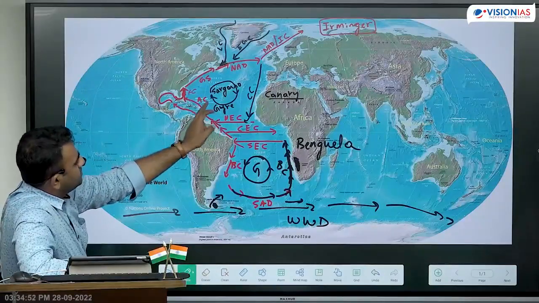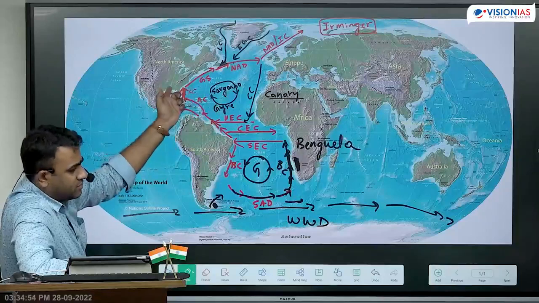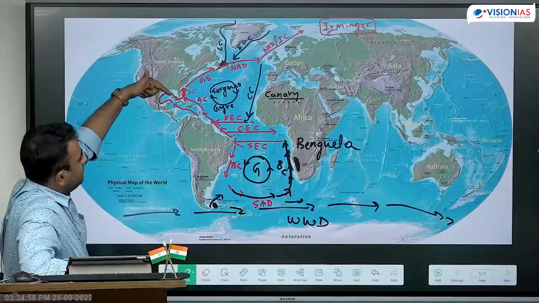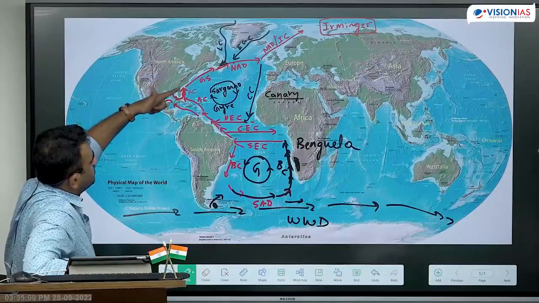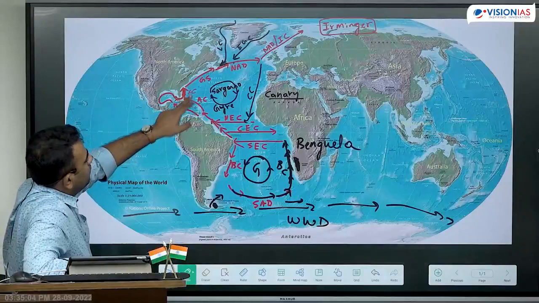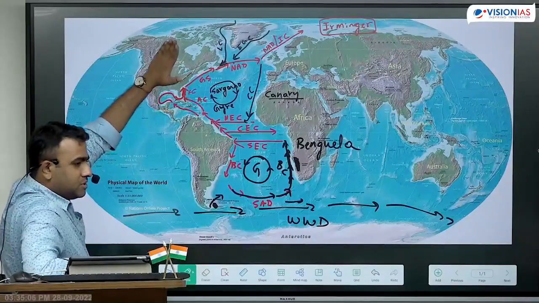A part of it moves towards the east as Antilles current. Part of it moves towards the west, and this comes inside the Gulf of Mexico, and comes out and flows as Florida current. The combined water is called as Florida current. This Florida current takes the name of Gulf Stream along the eastern coast of USA.